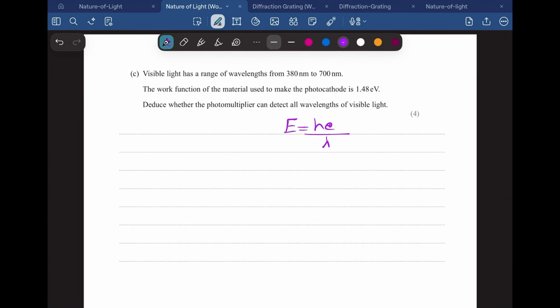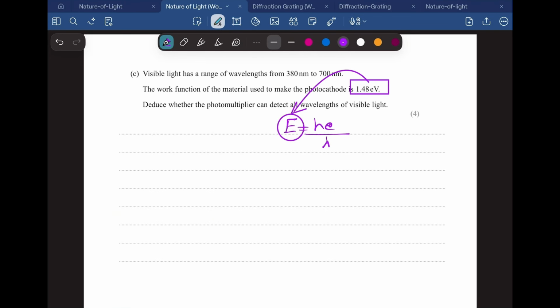Right here, we know the work function required for the material. The work function is the energy required. So this energy must be present right here. It must have that amount of energy.